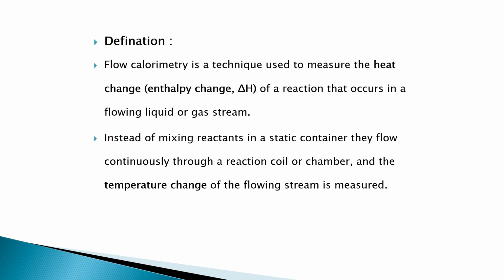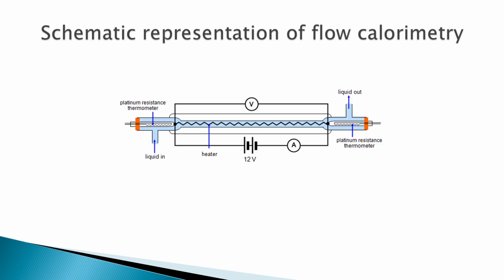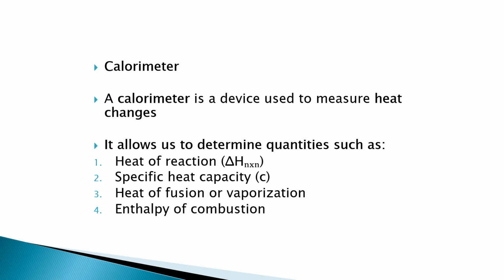The flow calorimetry experiment was discovered somewhere around 1940 to 1950. It was not discovered by a single person, there were so many scientists involved in the discovery of flow calorimetry. This is a schematic representation of a flow calorimetry experiment. Then calorimeter.